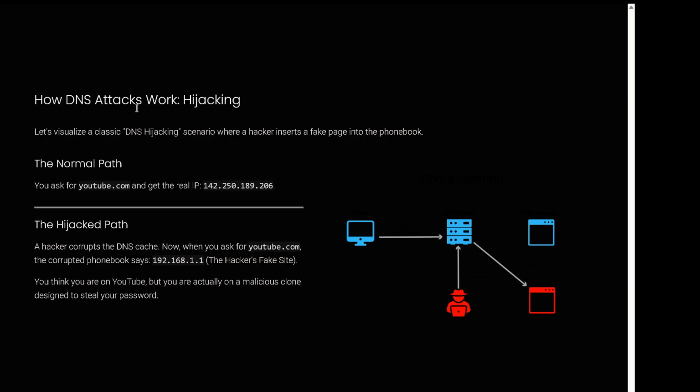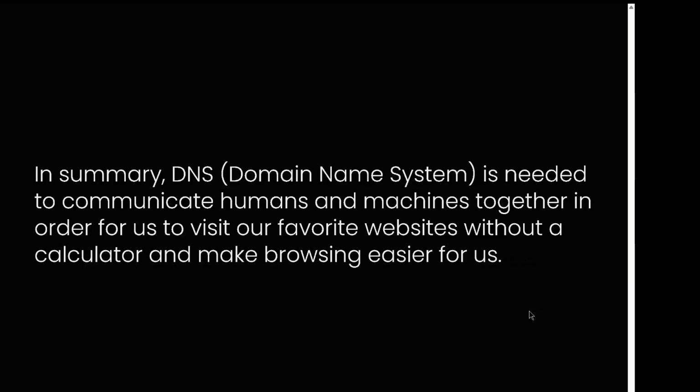Now, how do DNS attacks work? Let's visualize a classic DNS hijacking scenario where a hacker inserts a fake page into the phone book. For the normal path, you ask for youtube.com and get the real IP. The hijack path, a hacker corrupts the DNS cache. Now, whenever you ask for youtube.com, the corrupted phone book says this, which is the hacker's fake website. You think you're on YouTube, but really, you're on a malicious clone designed to steal your password.